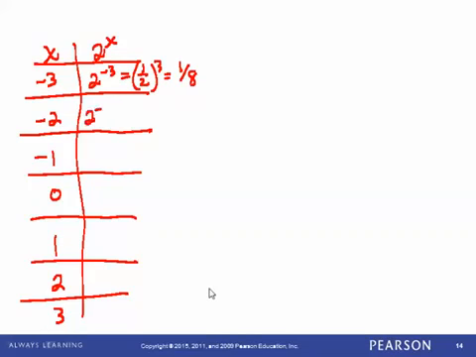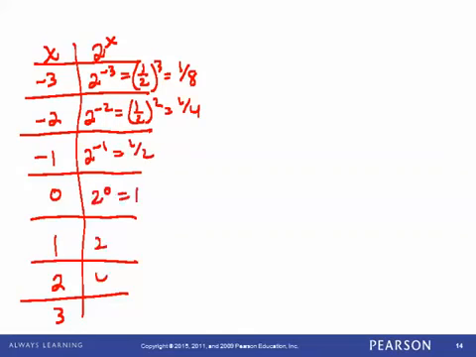2 to the negative 2 would be a reciprocal of 2, which is 1/2, now squared, so it gives you 1/4. 2 to the negative 1, just the reciprocal of 2, which is 1/2. The rest should be pretty easy, where 2 to the first power is 2, to the second is 4, to the third is 8. Alright, based upon those points, can you make a graph?